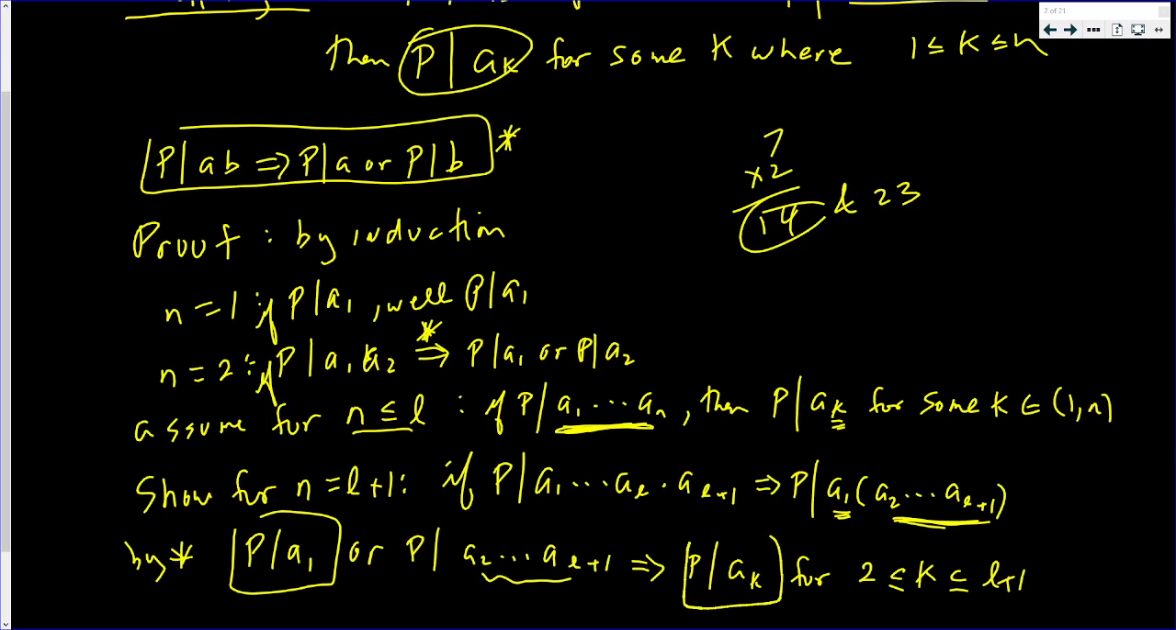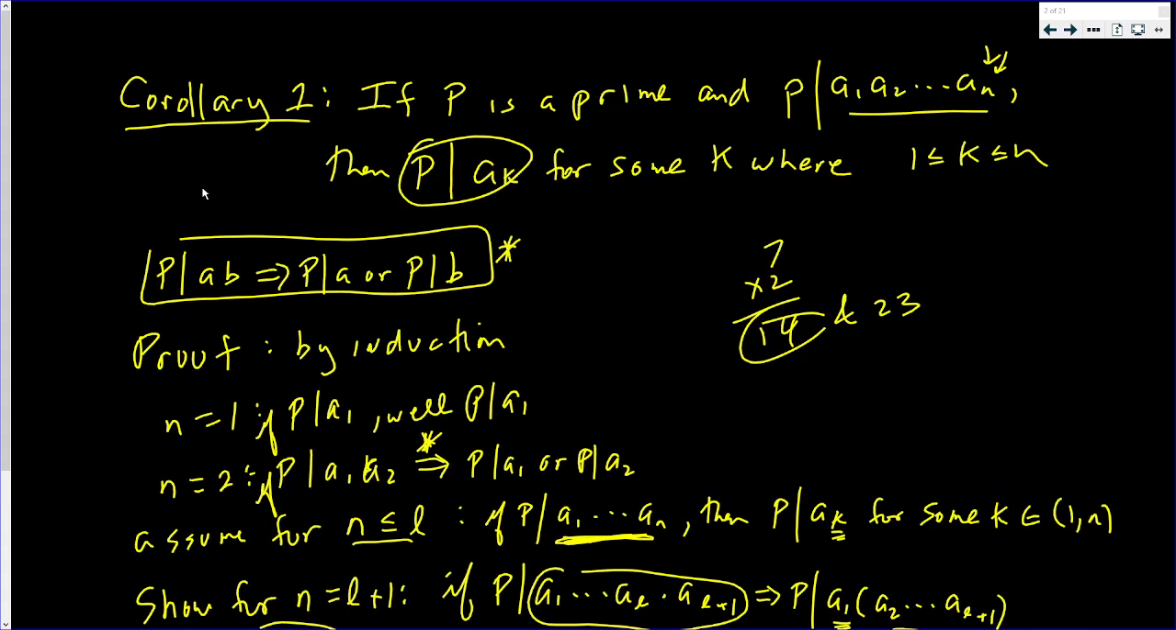Well, that's what I wanted to show, that P divides one of these. Either it divides the first one, or it divides one of the remaining ones. I don't have to show which one it divides. I just have to show that it divides one of them. My job is easy here. Okay, that completes this proof of this corollary. Let's get into the next corollary.